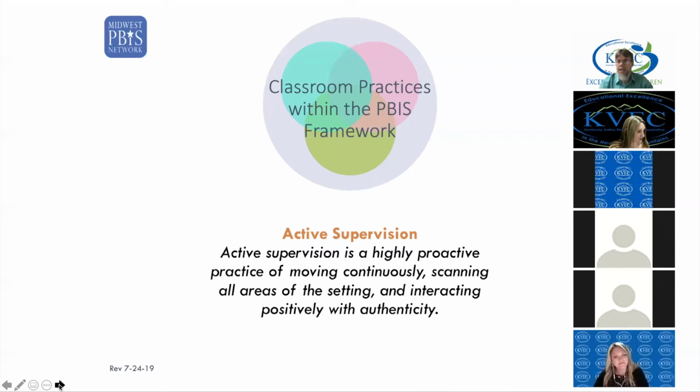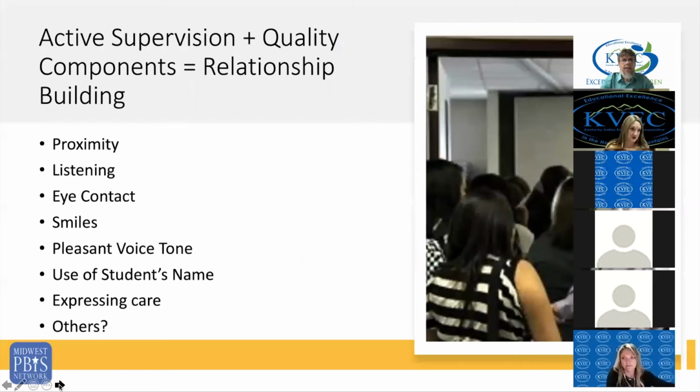And for me, that relationship building is one of the most important things you can do as far as working with students, because it doesn't matter how well behaved the student is. If you don't develop a relationship with that student, then you're not going to get the best that they have to offer. So build those relationships and encourage your students through those relationships. Some simple ways to involve active supervision is just proximity, or moving closer to the students and the kids that you're working with. Provide them listening, listen to their conversations.